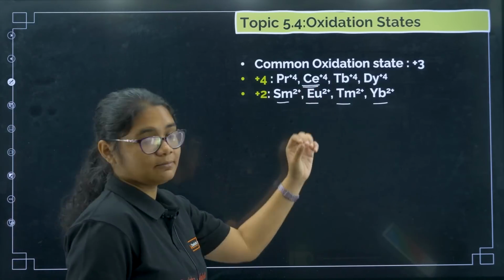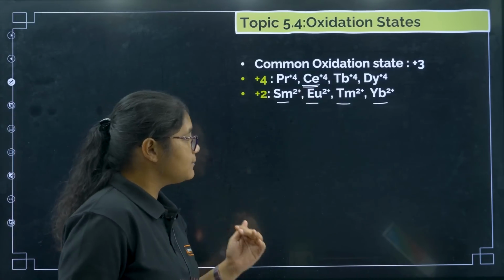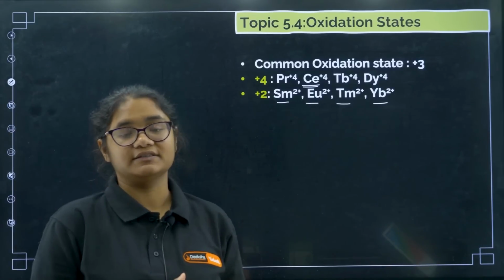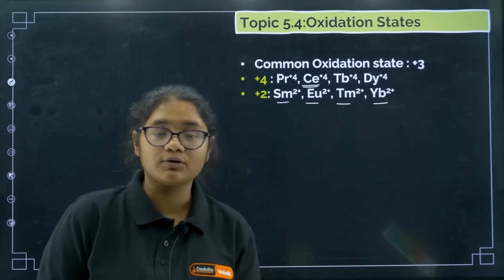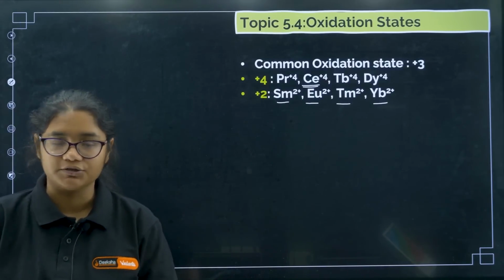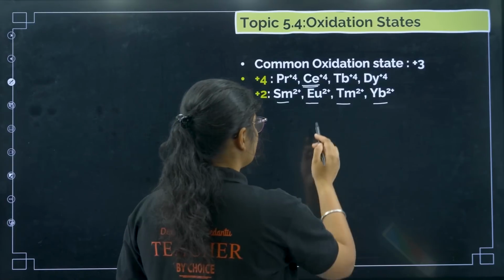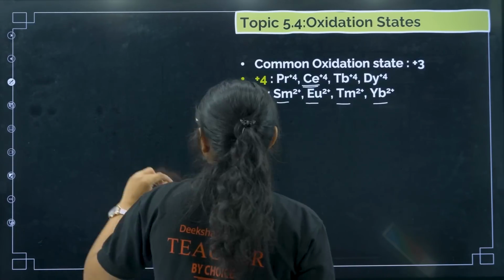Out of that, Ce +4 is very easy and important, because Ce in the +4 oxidation state gains a stable noble gas configuration. And here you have Eu2+, that is also important.